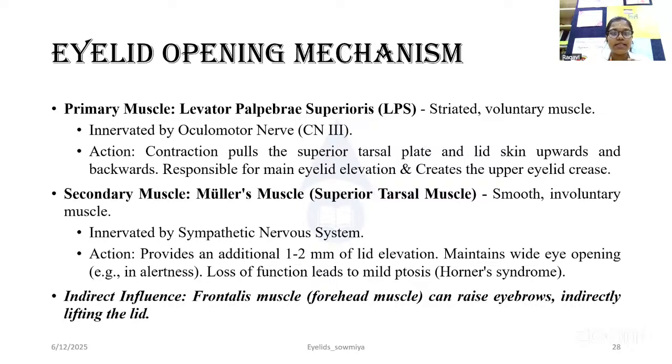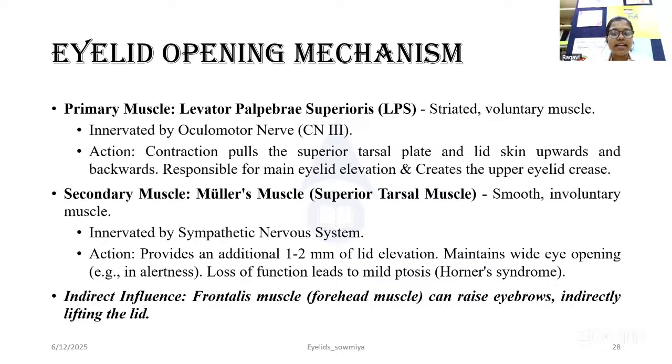Eyelid opening mechanism. Primary muscle: levator palpebrae superioris, a striated voluntary muscle innervated by the oculomotor nerve, that is the 3rd cranial nerve. Action: contraction pulls the superior tarsal plate and lid skin upward and backward, responsible for main eyelid elevation and creates the upper eyelid crease. Second muscle: Müller's muscle, the superior tarsal muscle, a smooth involuntary muscle, innervated by the sympathetic nervous system.